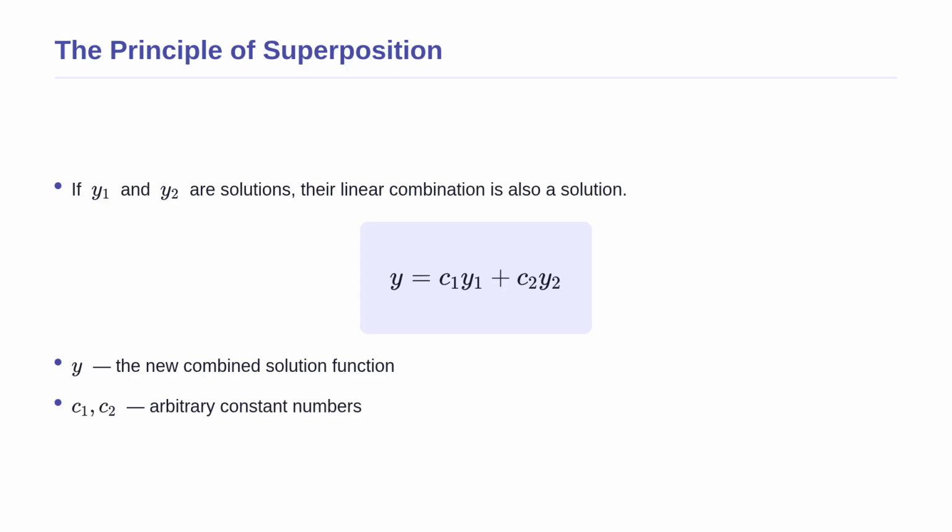Conceptually, this means if you know a few basic ways a system can behave, any mixture of those behaviors is also a completely valid way for the system to behave. Increasing the constants simply amplifies that specific behavior in the final mix.